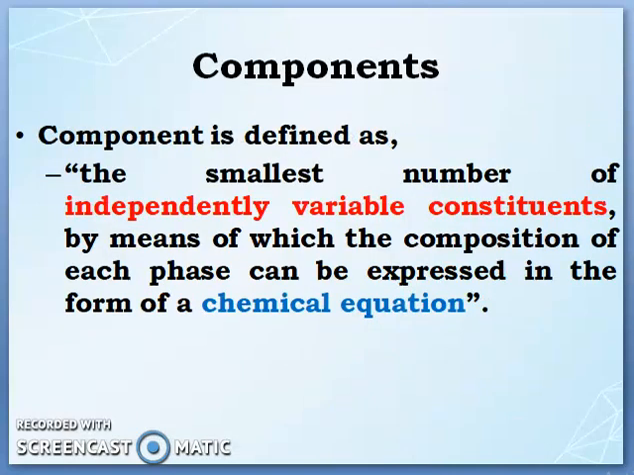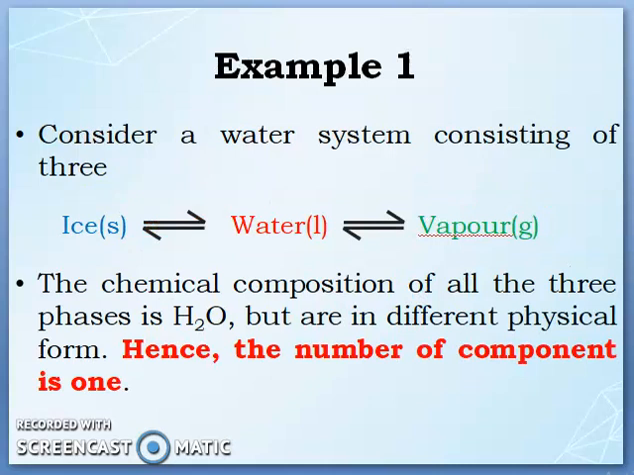So, the smallest number of independently variable chemical constituents. Variable means it keeps on changing. Variable chemical constituents by means of which the composition of each phase can be expressed in the form of chemical equation. In the case of the water system, in all the three phases the same chemical constituent is present, so we don't have any problem. We can write H2O as one component, so it is a one component system.